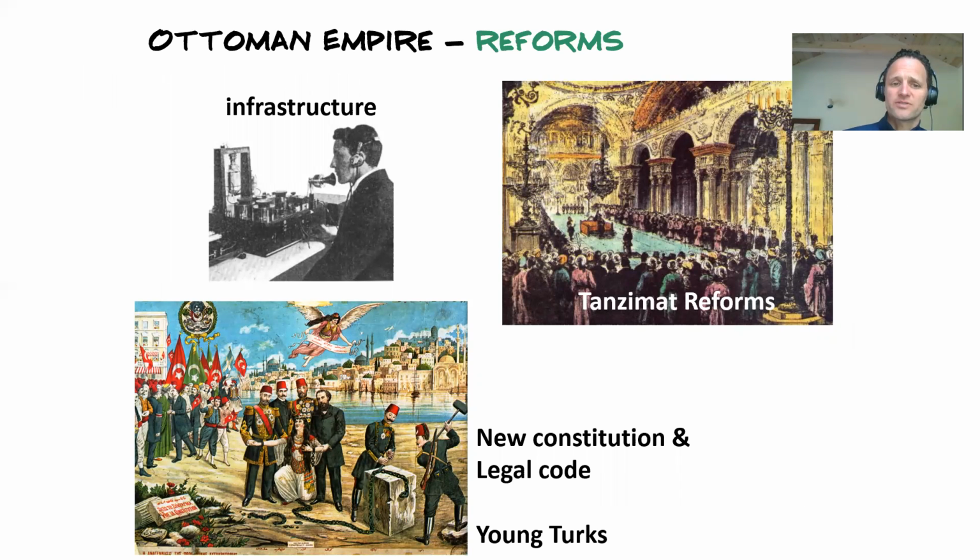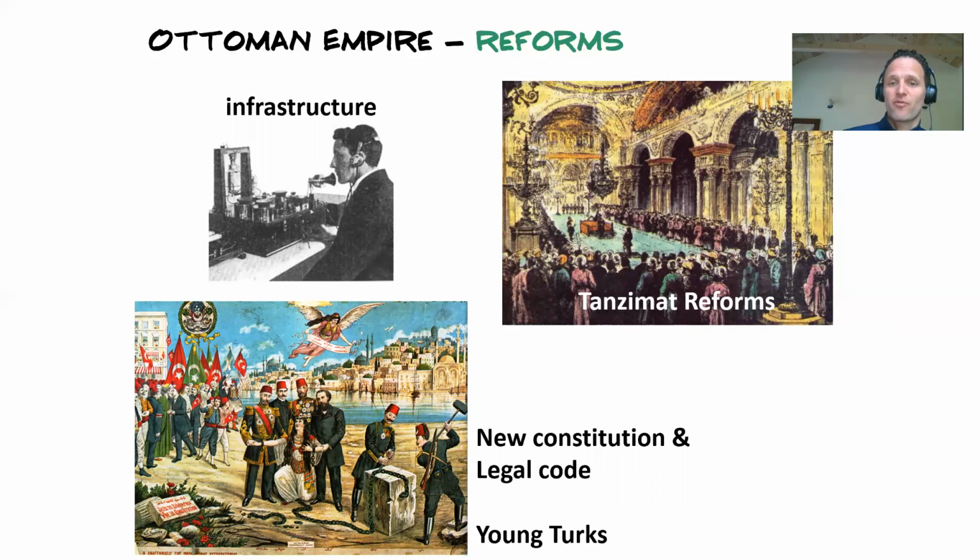The Ottoman Empire wasn't directly threatened by Europe, but as a huge empire right next to Europe, they realized that they were getting behind and they needed to catch up. So the Ottoman reforms include investing in infrastructure, railroads and telegraph lines.